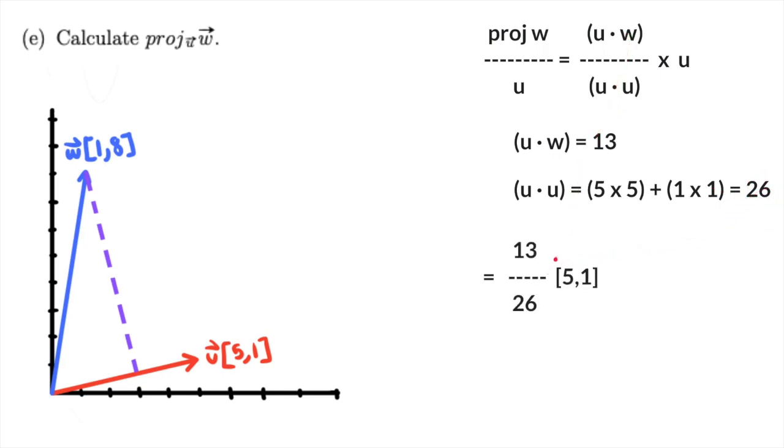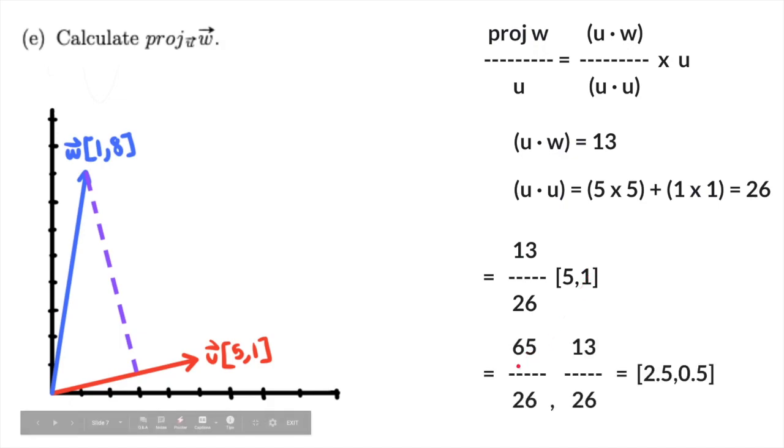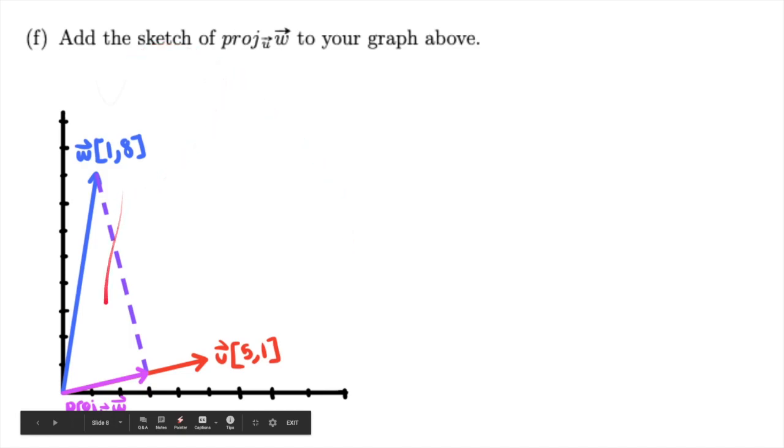Plugging those values into our formula, we have 13 over 26 multiplied by the vector u, which is 5, 1. That will come out to the vector 65 over 26 and 13 over 26 for the projection. If we divide those out and get decimal forms, that'll be 2.5 and 0.5. So that is the value of the projection, and here it is, right there on our graph.